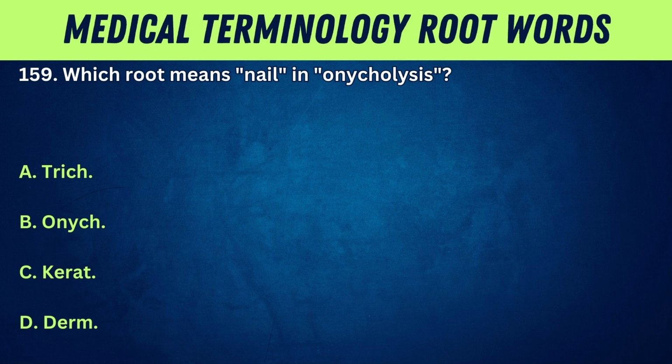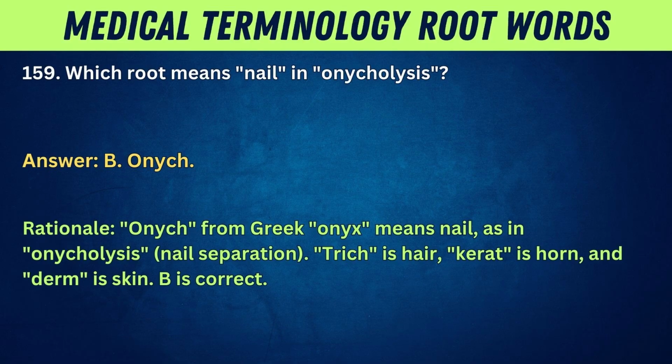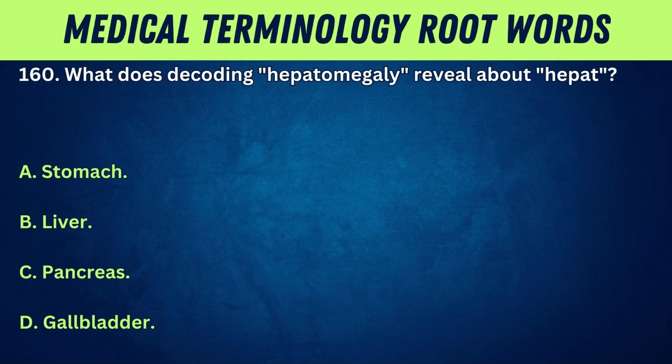159. Which root means nail in onycholysis? A. Trich. B. Onych. C. Kerat. D. Derm. Answer: B. Onych. Rationale: onych from Greek onyx means nail, as in onycholysis, nail separation. Trich is hair, kerat is horn, and derm is skin. B is correct.